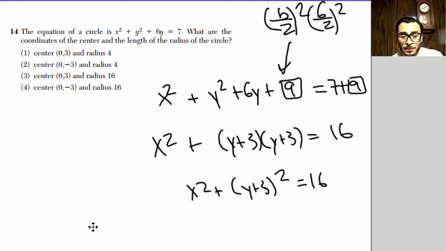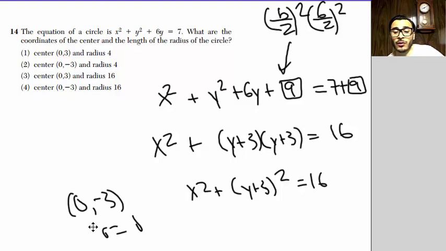So to get the center of the circle, the x-coordinate is going to be 0 because we don't have a term that comes after the x squared. So the x-coordinate is 0. And then the y-coordinate of the center is going to be -3 because we have to change the sign. So we get (0, -3) for the center. And then to get the radius, you have to square root the 16. So we get (0, -3) and a radius of 4.